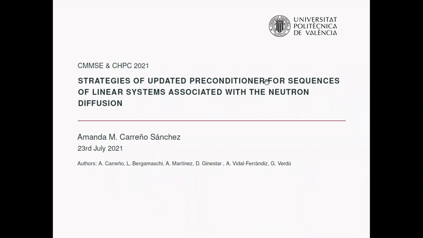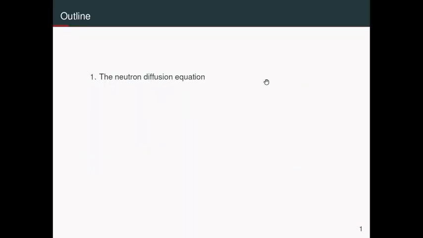Good morning. In this talk, I will present some strategies to compute efficiently some sequence of linear systems associated with the neutron diffusion equation. To explain this process, I have divided the talk in the following parts.